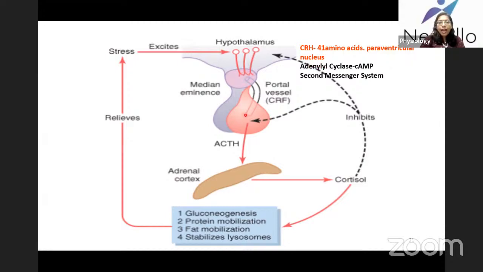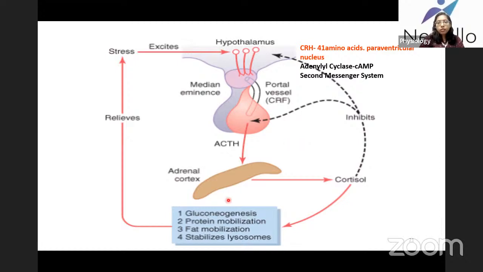It acts on the anterior pituitary gland to produce the hormone ACTH by the action of the adenylate cyclase, cyclic AMP second messenger system. ACTH acts on the adrenal cortex again by the same adenylate cyclase, cyclic AMP mechanism and results in production of cortisol, which has all these activities which we have already discussed, that is gluconeogenesis, protein catabolism, fat mobilization, and anti-inflammatory action. The cortisol has a negative feedback activity on the anterior pituitary to reduce the production of ACTH. Simultaneously, it inhibits the hypothalamus to reduce the production of CRH.